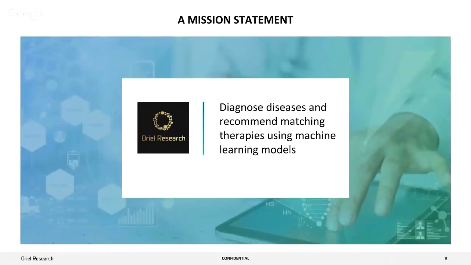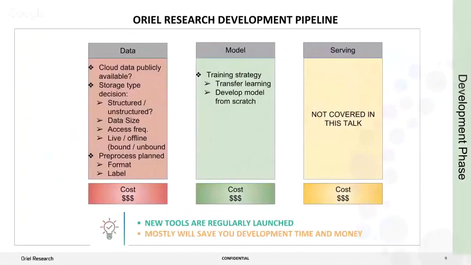So OrielResearch's mission is to diagnose diseases and recommend matching therapies using machine learning models. This is about that. So how do we do it in practice, in real life? There are 3 stages. One is the data. The other one is the model training. And the last one is the serving.